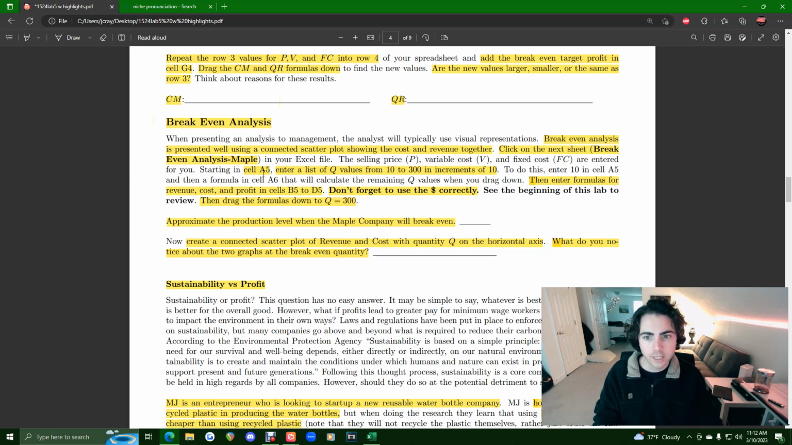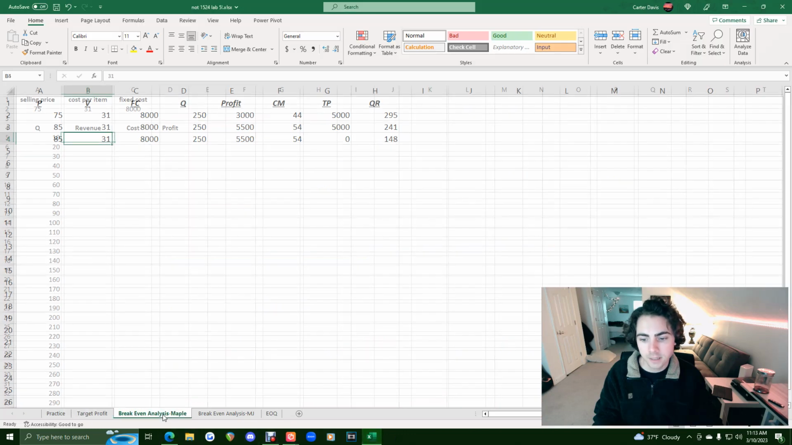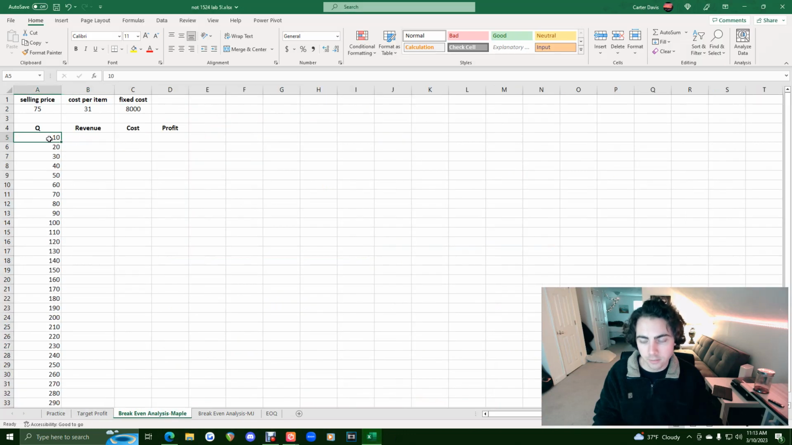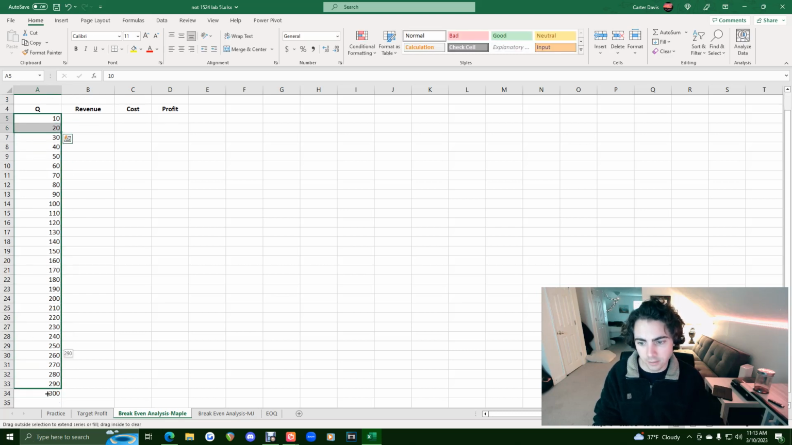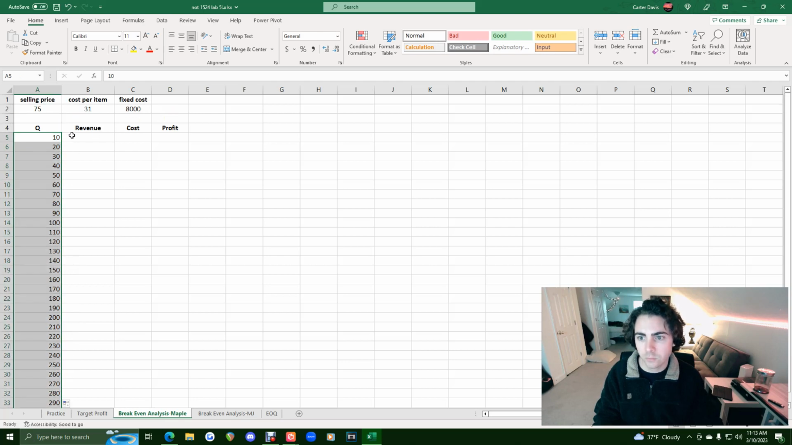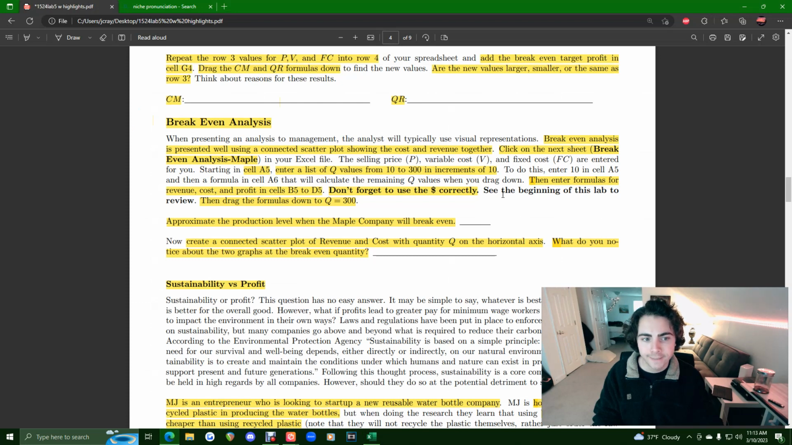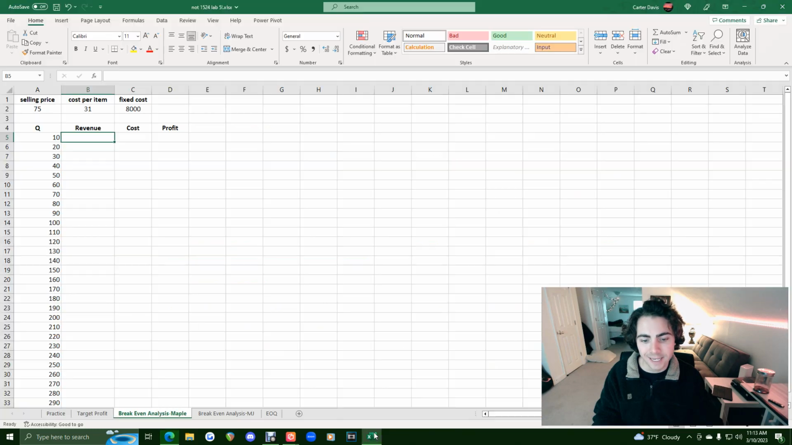Click on the next sheet, break-even analysis. Selling price, PV and FC are entered for you. Starting in cell 5, enter a list of Q values from 10 to 300 in increments of 10. I think I might have done that already. I like to use the method of typing 10, typing 20, highlighting those two, and then dragging it down to 300. That's my preferred way. If you want, you could use a formula. All right. Enter formulas for revenue, cost, and profit. Don't forget to use the $ correctly.